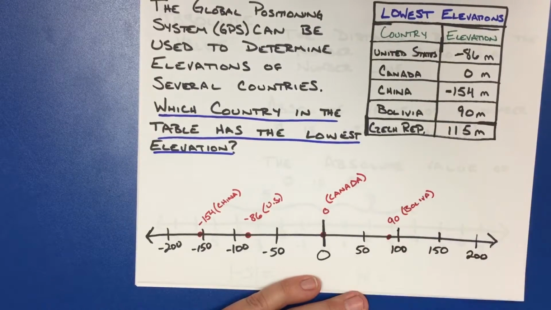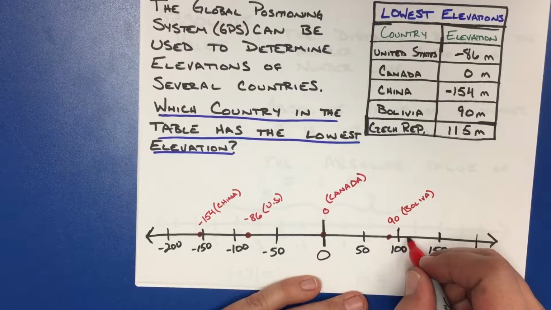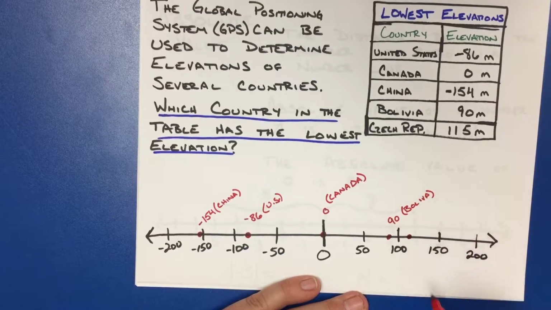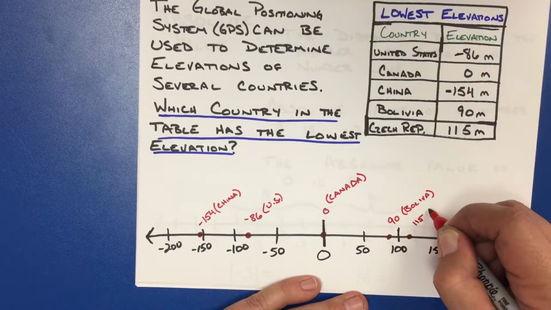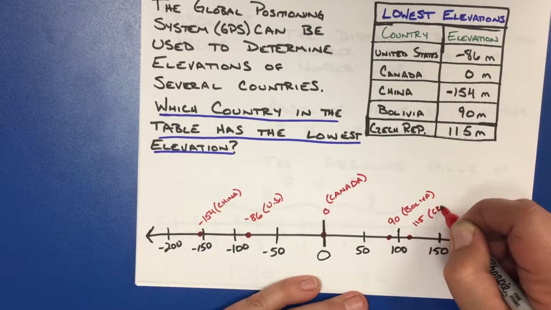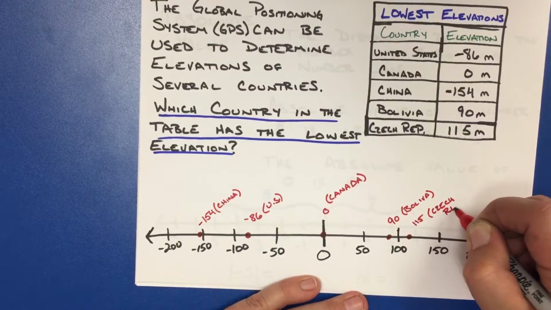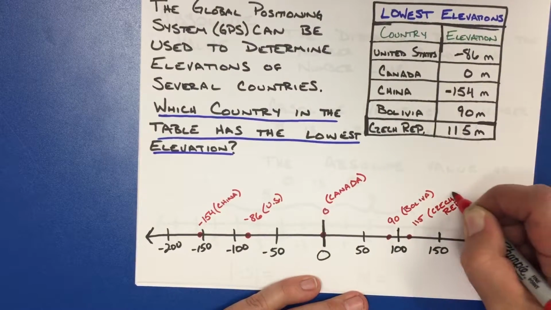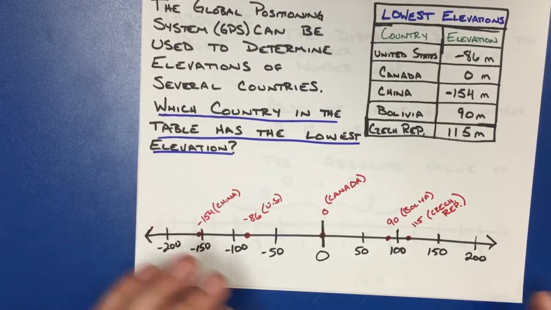And last but not least, the Czech Republic is about the same distance, maybe a little bit more on the right side of the 100. Because it's more than 100, it's between 100 and 150. And I got Czech Republic right there. And voila, I've got them all listed.